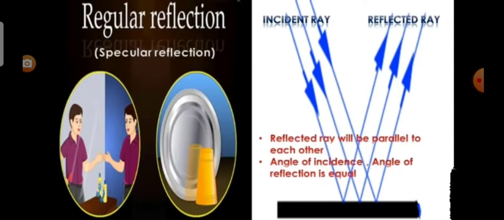When a beam of light falls on a smooth surface, it gets reflected. After reflection, the reflected rays will be parallel to each other. Here, the angle of incidence and the angle of reflection of each ray will be equal. Hence, the law of reflection is obeyed in this case, and thus a clear image is formed. This reflection is called regular reflection or specular reflection.